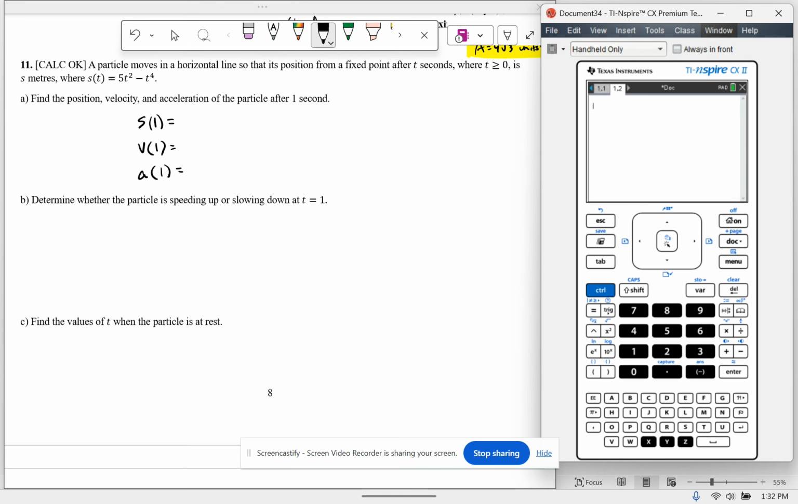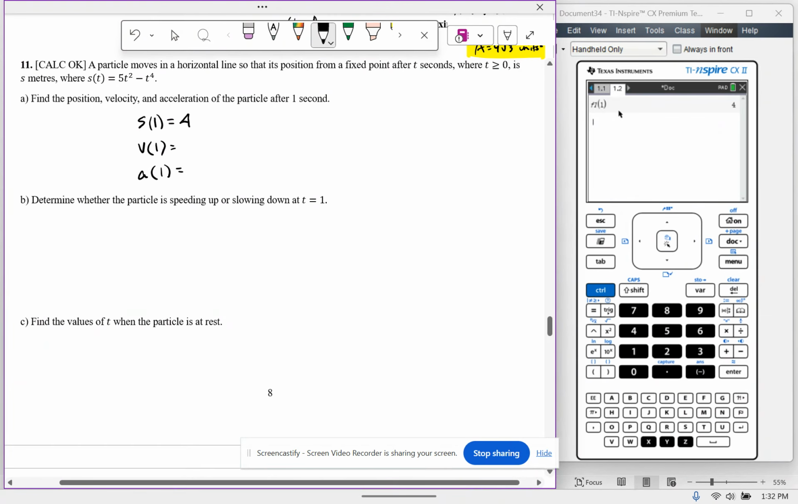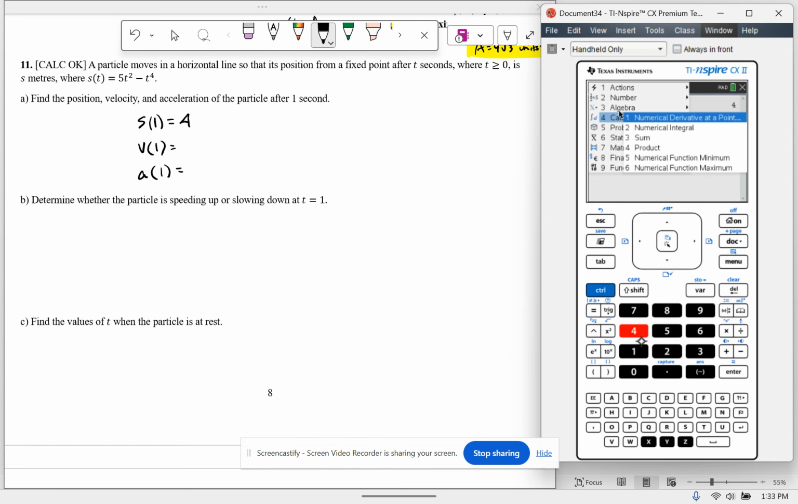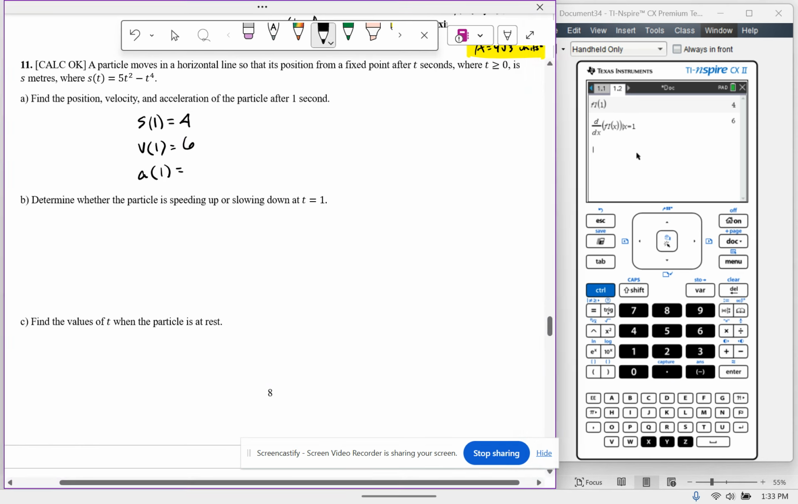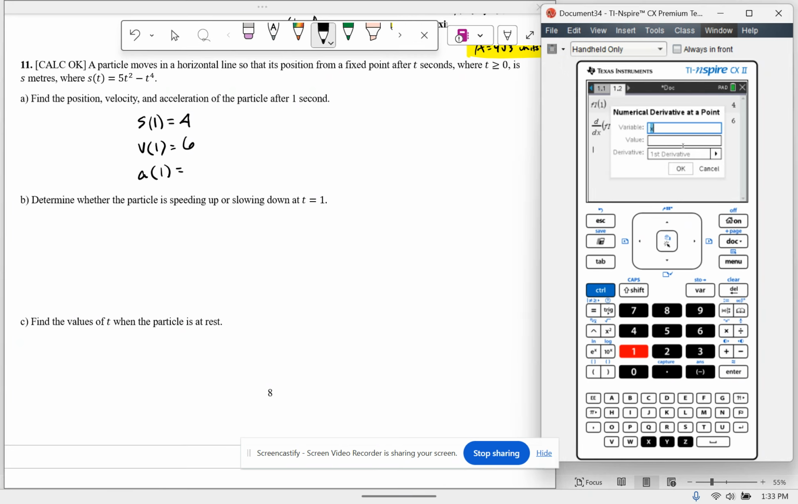I'm going to go ahead and add a calculator. I have my position function stored in F1. It says that the calculator is okay for this question, just so you know. So I'm going to evaluate F1 of 1, and I'll get my answer. I'm going to do numerical derivative at a point, menu for 1. The value here is 1, and I'm going to evaluate the first derivative of F1. This guy is 6. I'm going to do the same thing, but now I'm going to find the second derivative because I need to find the acceleration when time is 1. Menu for 1. This time, however, I'm going to change first derivative to second derivative. Still using F1. And my answer is -2.